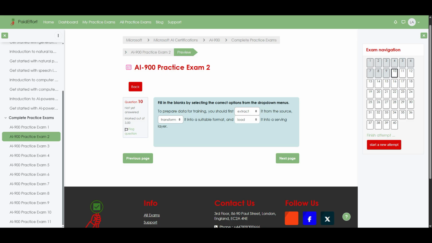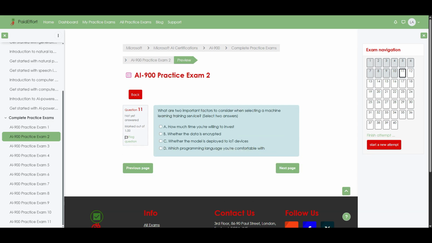Once the data is extracted, the next step is to transform it. This is where cleaning, normalization, and formatting take place. Maybe you're converting timestamps, encoding categories, or handling missing values, whatever gets the data into a structure your training process expects. Finally, you load the transformed data into a serving layer or storage environment where it can be accessed efficiently by your machine learning pipeline. This completes the ETL process: extract, transform, load. Other options like scoring, deploying, or monitoring are part of later stages like model evaluation and operationalization, not data preparation. So ETL remains the foundational sequence for getting your data ready for training.